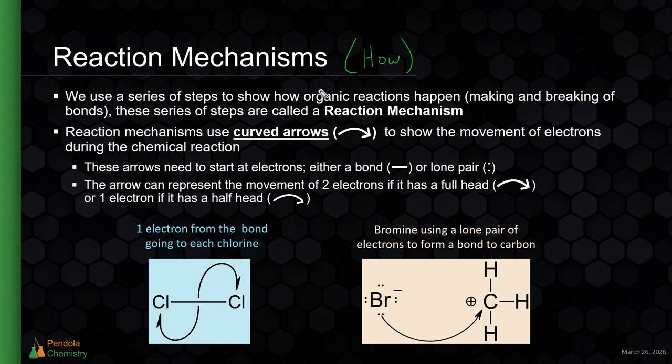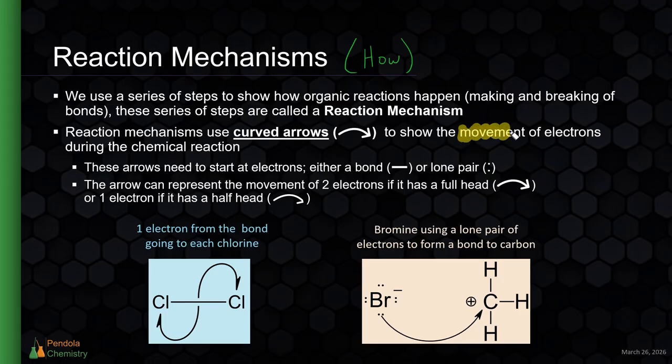So in reaction mechanisms, we're going to show things like the making and breaking of bonds. We're going to look at the series of steps that lead to a reaction happening. Sometimes it's one step, sometimes it's 2 or 3 steps. And with reaction mechanisms, one of the important things that we need to show is the flow of electrons, or otherwise the movement of electrons.